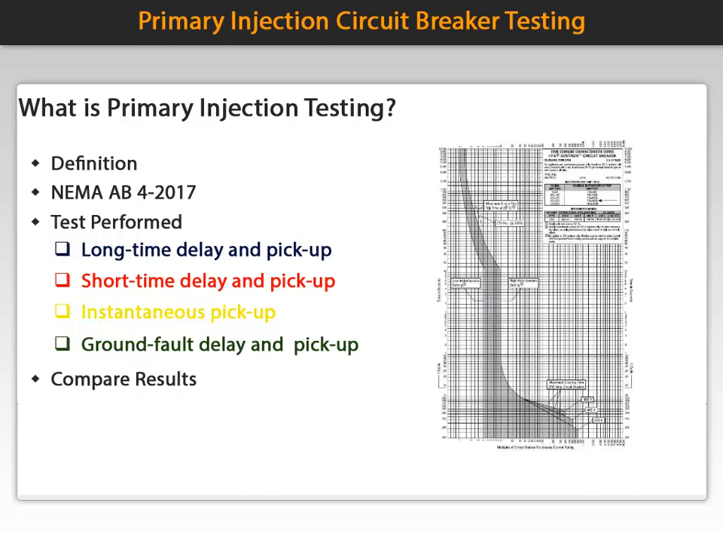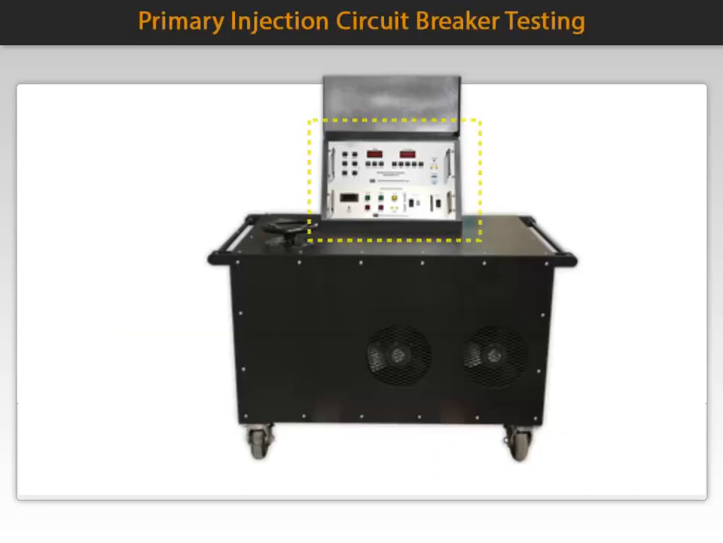Many manufacturers of primary injection test kits include most manufacturers' trip curves in the software. We'll examine the test set in more detail on the next illustration. The heart of the set consists of a microprocessor core unit. It is connected to a motherboard which contains a regulated power supply and some support circuitry. Software contained in the microprocessor performs the required real-time data collection, measurement, user interface, and output control functions.